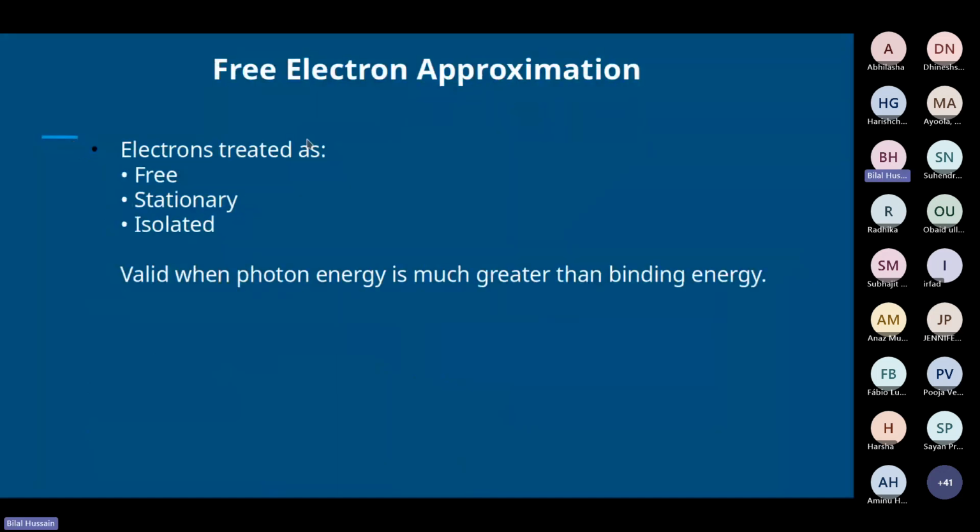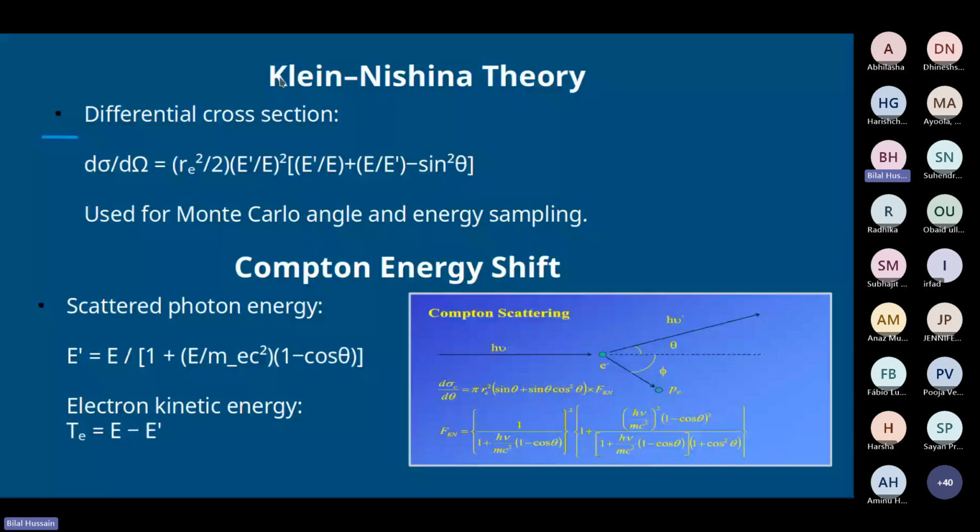Because electrons are bound, we can treat them with a free electron approximation. We can say that the electron is free, stationary, isolated. Then we get a very simple model of Compton scattering. When we say free electron, we mean that the binding energy of the electron is very, very low compared to the incoming photon energy. That's why we call it a free electron. This free electron theory is given by the Klein-Nishina model.